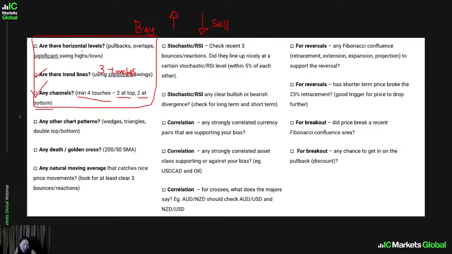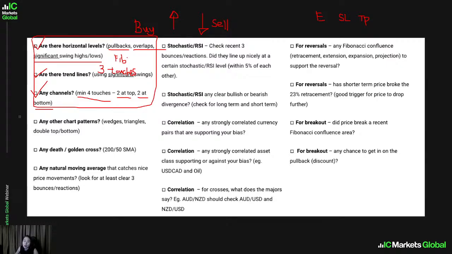Okay, so once that is done, I will then pull out my horizontal levels, because the horizontal levels are what is going to help me look for my entry, my stop loss, and my take profit. Entry, stop loss, and take profit. When I say horizontal levels, I mean pullbacks, overlaps, significant swing highs, and significant swing lows. And one more thing is to combine Fibonacci levels to see if it lines up with any of the horizontal levels that I have drawn.